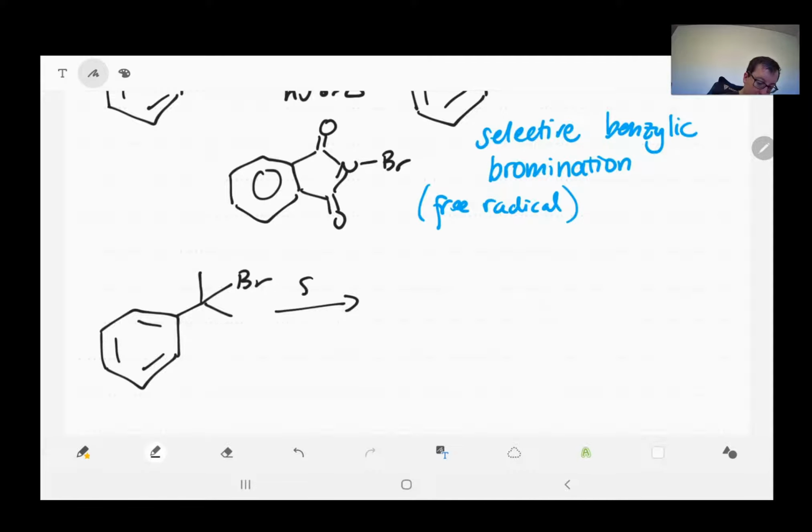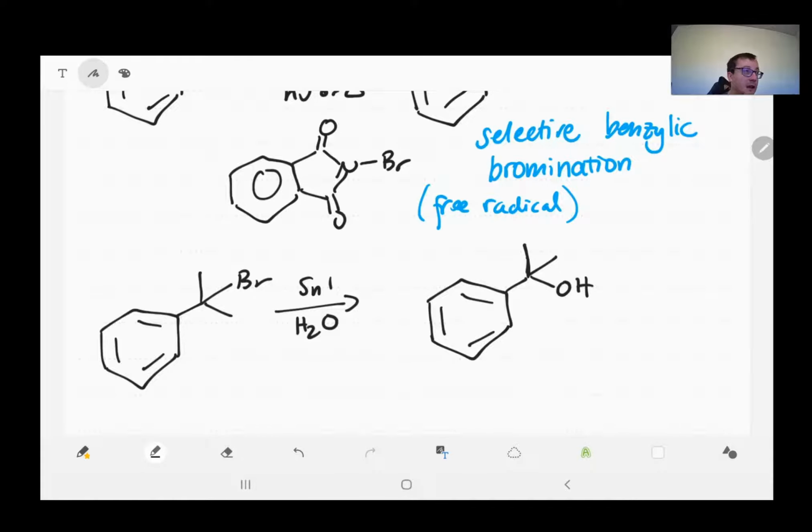So let's do an SN1 by throwing some water at it. If we do that, remember, it'll form a carbocation, and we will now have installed a hydroxy group there. So SN1 works really well with this because we have a very stable carbocation. Remember, SN1 and E1 reactions go through a carbocation mechanism, so that position where the bromine will leave is exceptionally stable. So we are good to do all sorts of SN1 and E1 reactions here.